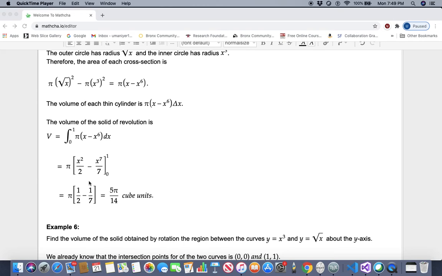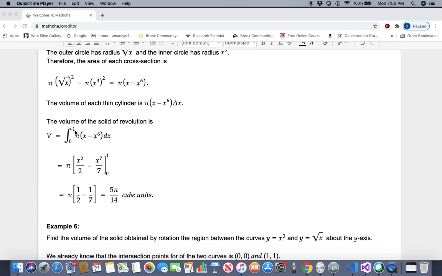Now all that remains is simplification or calculation. So pi is a common factor outside. Antiderivative of x is x squared over 2. Antiderivative of x to the power 6 is x to the power 7 over 7. Plugging in the limits 1 and 0, 0 fetches me nothing. Simply substituting 1, I get 1 over 2 minus 1 over 7, pi times that difference, which is the same as 5 pi over 14 cubic units.